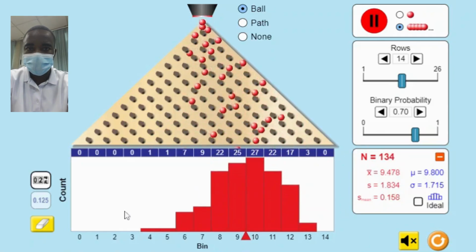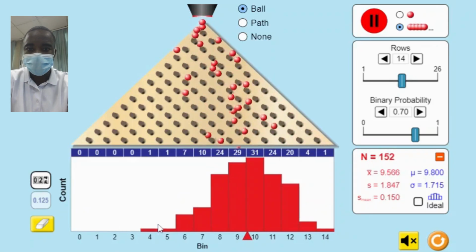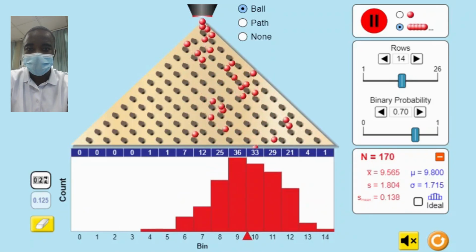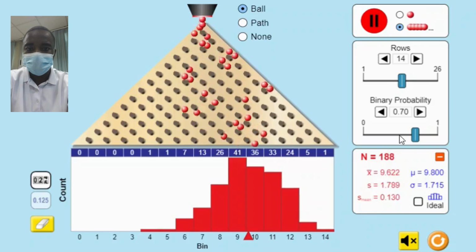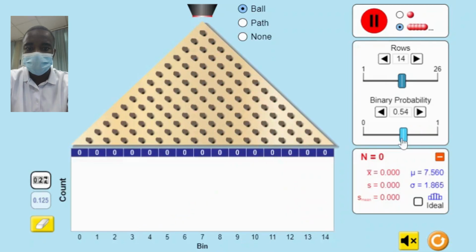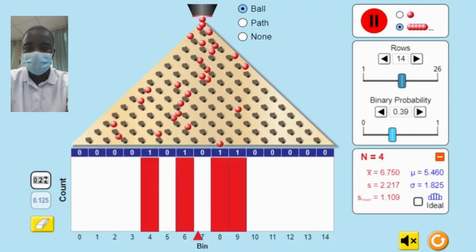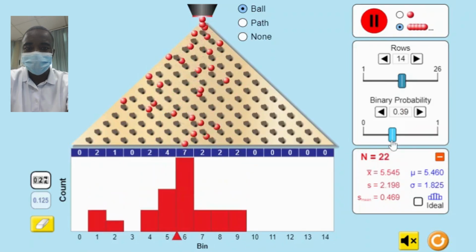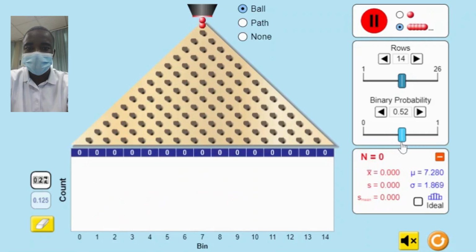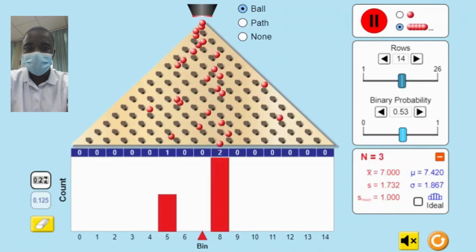Explain the importance of observing the distribution of outcomes and how it relates to the principles of probability. Allow students to explore the simulation in small groups or individually. Encourage them to experiment with different numbers of trials and observe the resulting distribution of outcomes. Provide worksheets or prompts to guide their exploration and data collection.